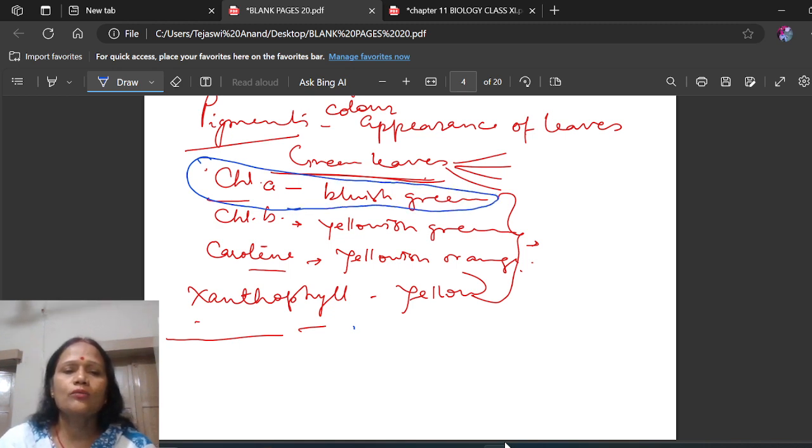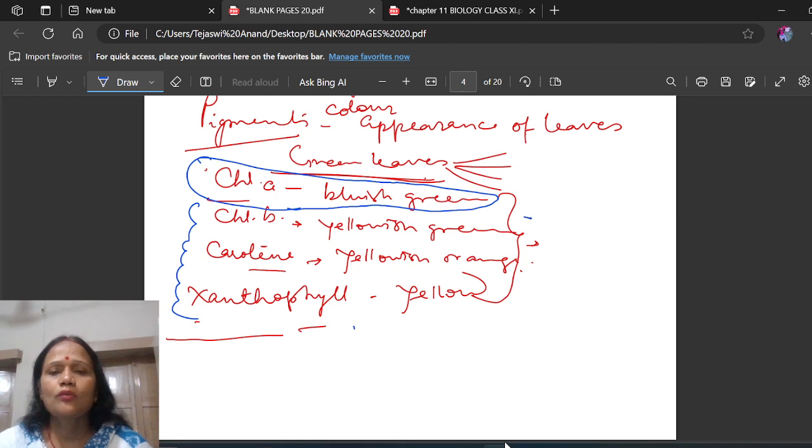It is wearing the crown. But these chlorophyll B, carotene, and xanthophyll, these are also accessory pigments. Chlorophyll A is the chief pigment. इनको हम चीफ में बना के रखे हुए हैं.